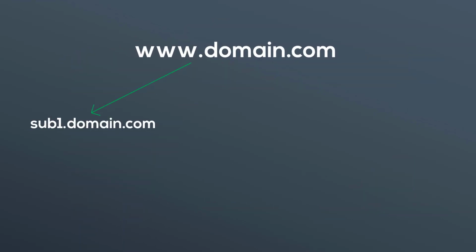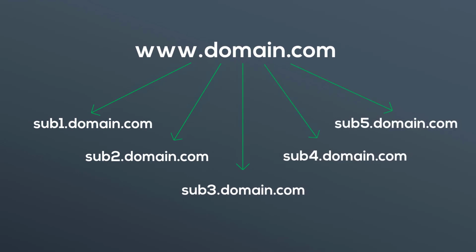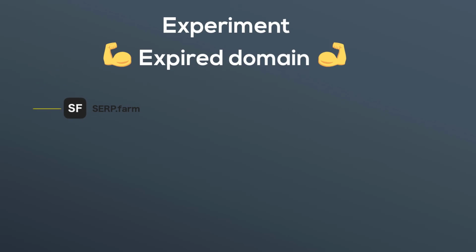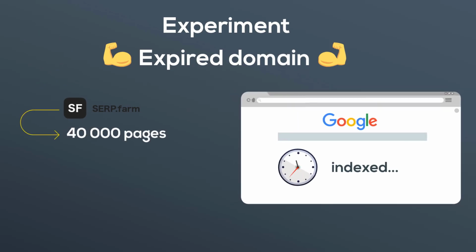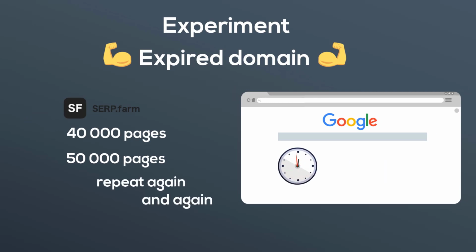Now that you know how to choose the expired domain, we recommend you create 5 subdomains on your expired domain. An experiment to see how powerful your expired domain is. Try to create 4,000 pages and see how much time it'll take Google to index them. Then, add an extra 50,000 and see how fast they will be indexed, and repeat again and again till Google stops indexing your next pages.